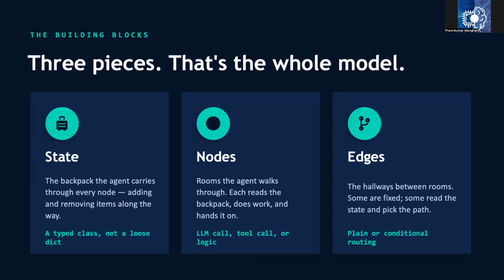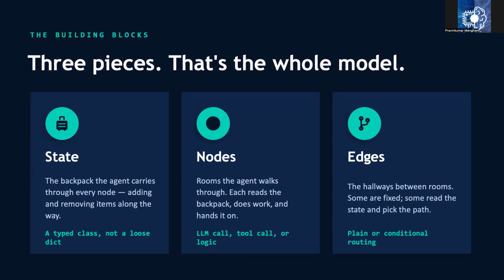Next are the edges. Edges in LangGraph are hallways connecting the rooms. Some hallways are straight, you always go from room A to room B, but some hallways have a sign that says check your backpack first. Those are conditional edges. They read the state and decide which room you go to next.